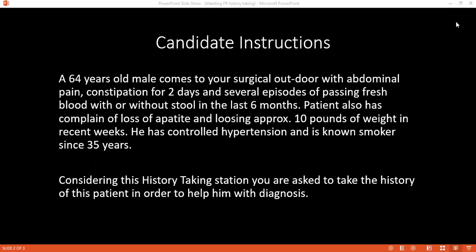Then I'll go for imaging, abdominal ultrasound or a CT scan, to see if there's any malignancy. And also I'll do the stool analysis and fecal occult blood test to see if there's any blood. Very good. Confirm. Yes. All right. Good. Thank you.